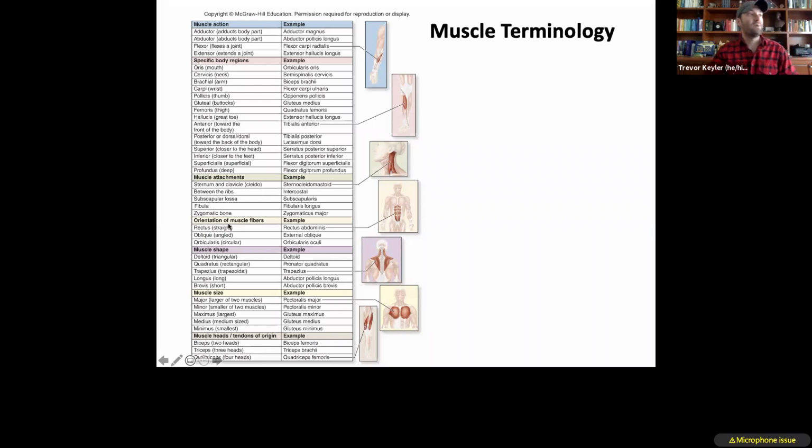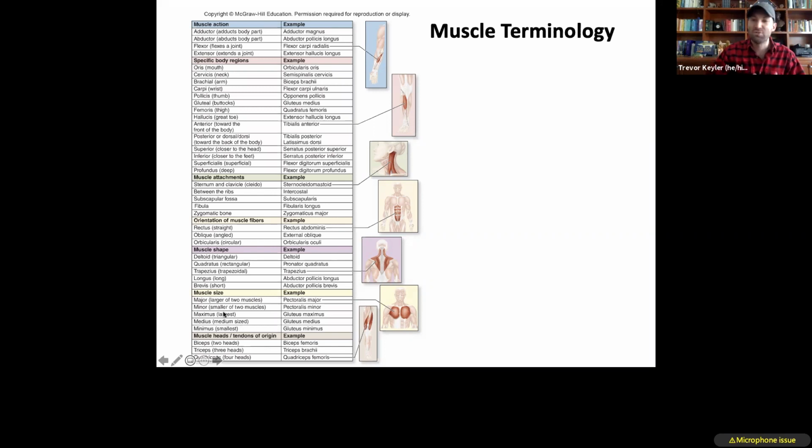What else? Orientation of muscle fibers. You've probably heard of your oblique muscles. So an example would be the external obliques we'll review today. And that just refers to the orientation of those fibers. So rectus means straight, whereas oblique means angled or crossing over. Okay. Orbicularis, right? That's circular. Okay, so we had the orbicularis oris up here. It means circular muscle around the mouth.